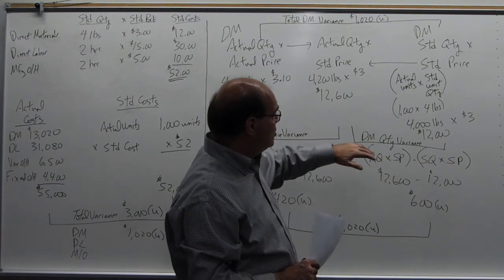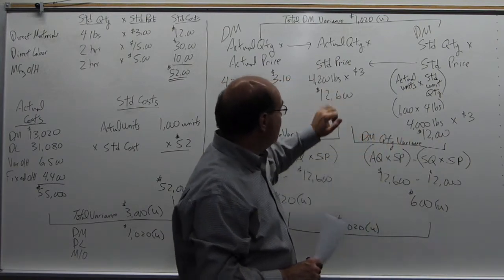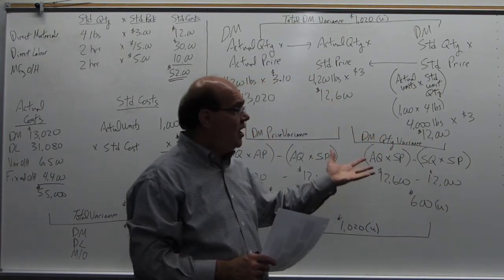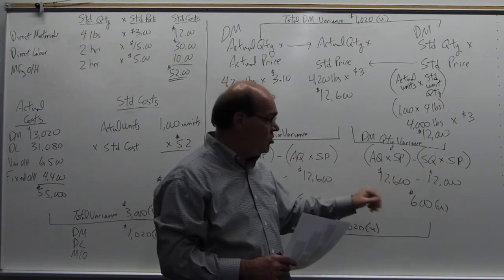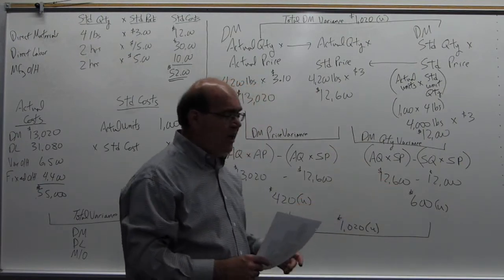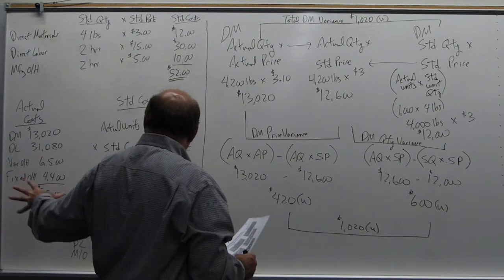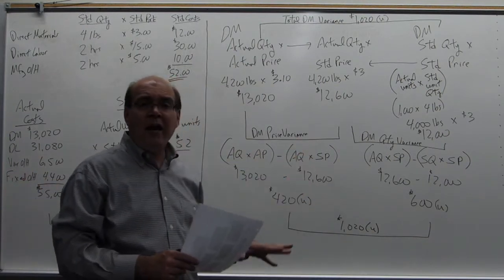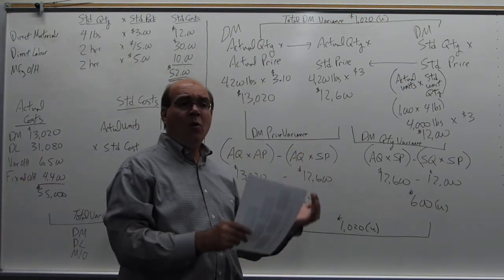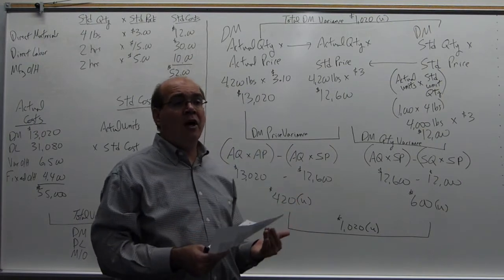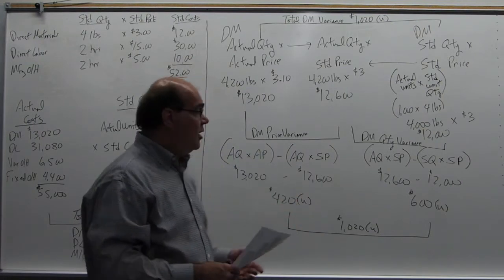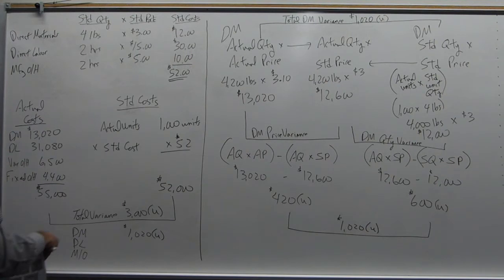You were only supposed to use 4,000 pounds and you ended up using 4,200 pounds. And you find out why they used 200 pounds more, because that cost you $600. So this is giving you the idea of how much of this variance is happening where and who to go talk to. It doesn't tell you why it occurred, it just tells you who to go talk to find out what happened. Okay? So that's the variance for the direct materials. Any questions on that?